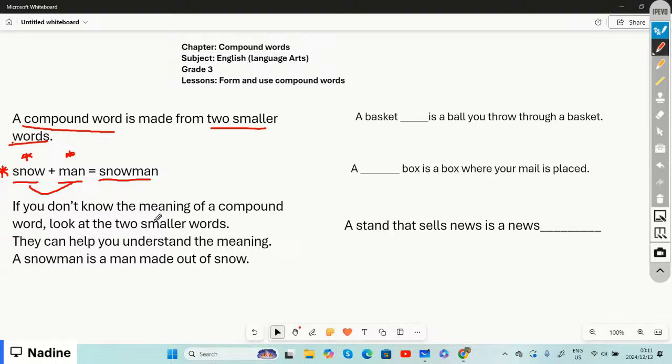And if you don't know the meaning of a compound word, then all you can do is look at the two smaller words. So if, for example, you don't know what the meaning of, let's say, snowman is, then you can try and figure out what is the meaning of snow, what is the meaning of man, and then you can try and understand what the meaning of snowman is, because it's almost like it is broken up. These two words break up the meaning of the one word that you are forming.